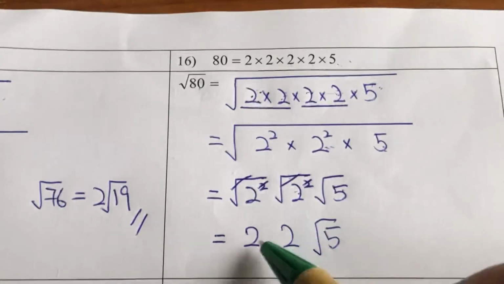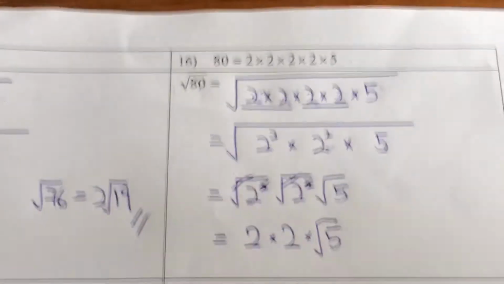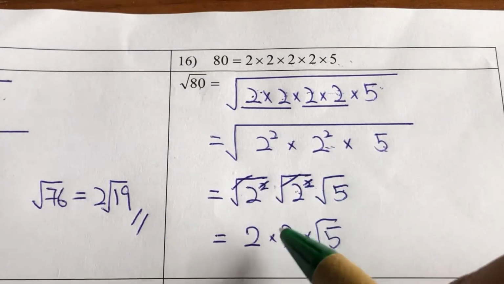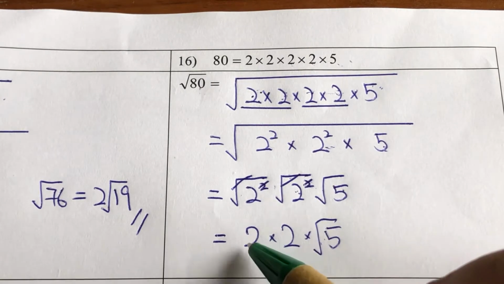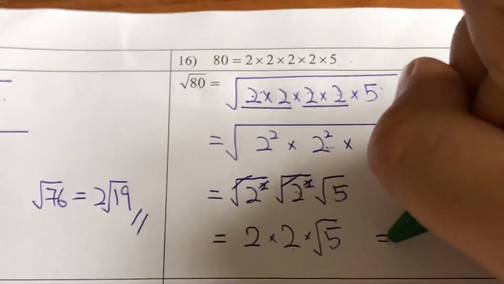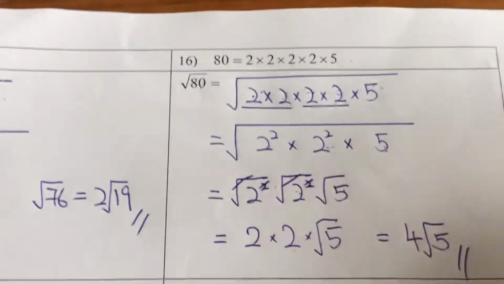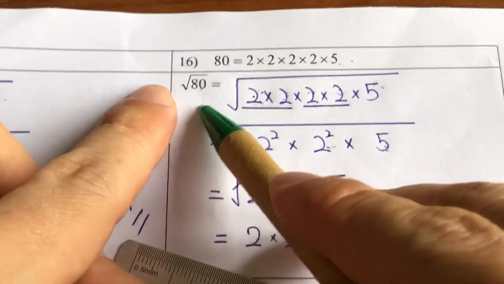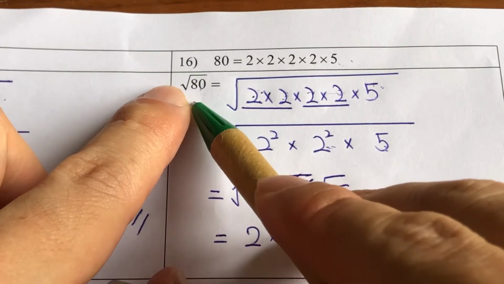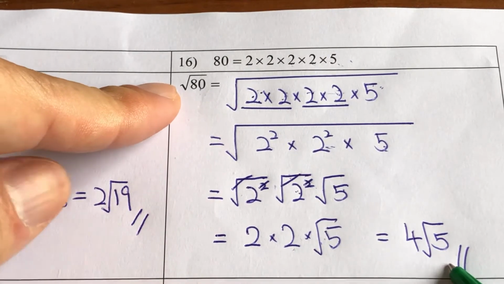Okay, so what's going on in between? Multiplication. When there's nothing in between, it means multiplication. So we have 2 times 2. What is 2 times 2? It becomes 4. So we have 4 times square root of 5. Therefore, square root of 80 could be simplified as 4 times square root of 5. Okay?